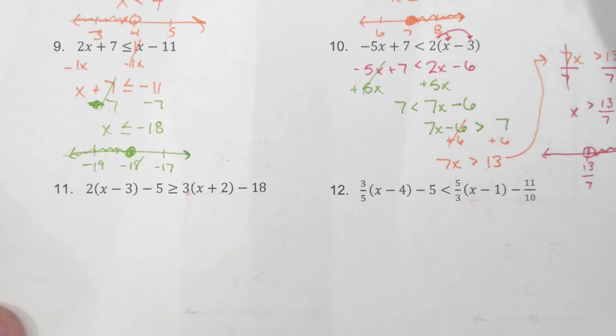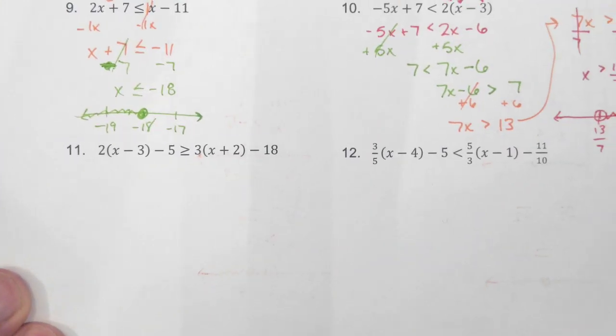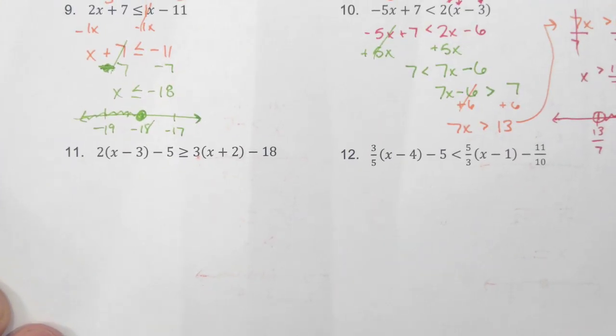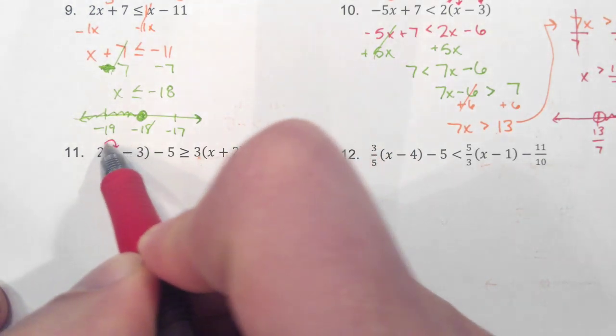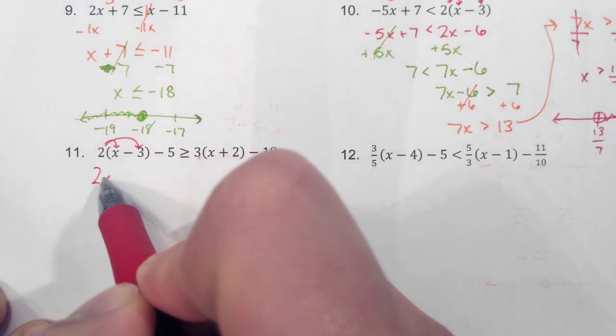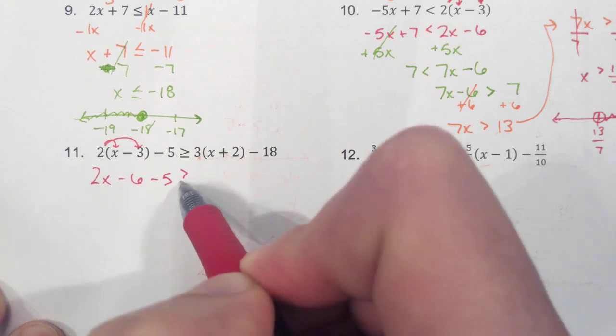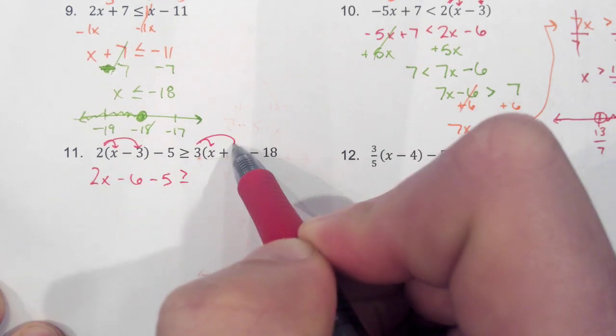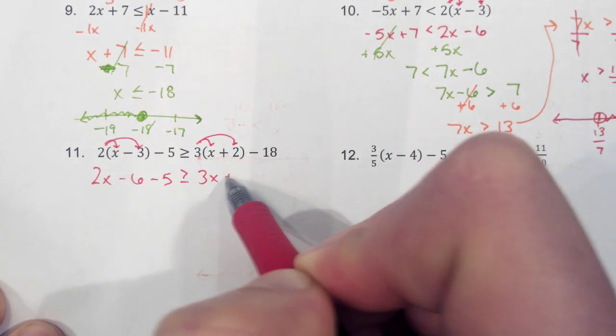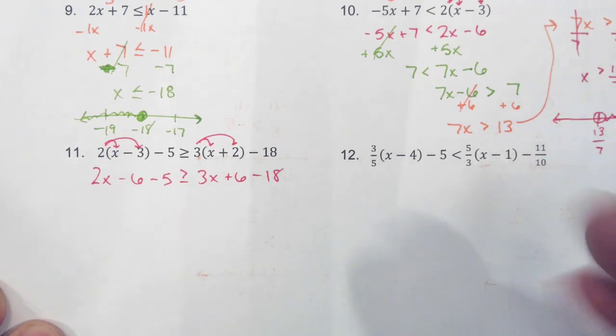11 and 12, bump it up a little bit more, just a few more terms involved. Doesn't make it much more difficult though. Again, I see those parentheses, so the first thing we're going to do is distribute. So I'll distribute that 2. We'll have 2x minus 6. I've got the minus 5 still. Got the greater than or equal to. Distribute the 3. We'd have 3x plus 6 minus 18.